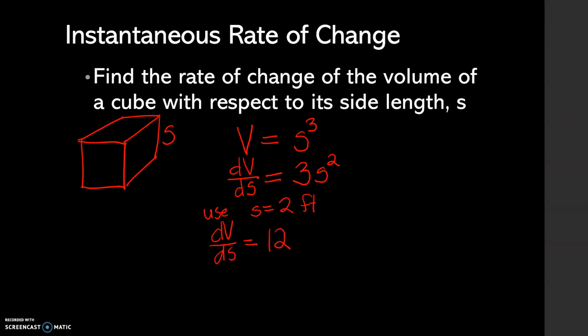I wonder what units we're supposed to use. Well, let's think about this. dV is read as the change in volume. So on top, what would volume be measured in? A change in volume is cubic feet. And dS on the bottom is a change in side length. What would a change in side length be measured in? That would be linear feet.